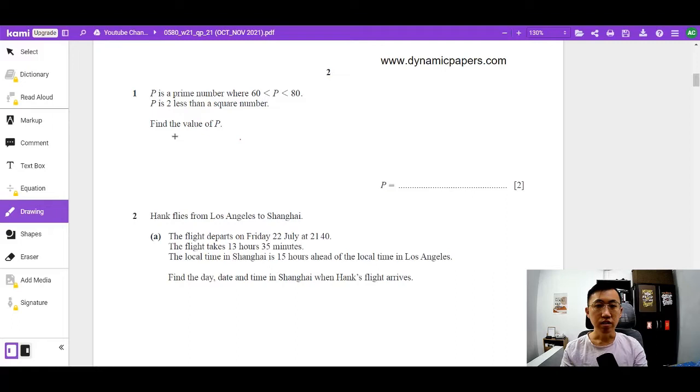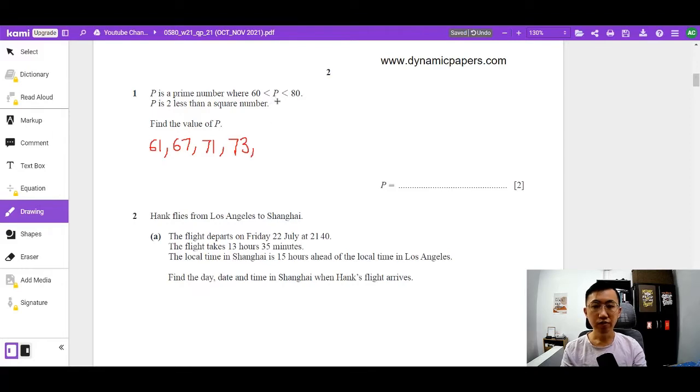So 61, so write down all the possibility. 62, no. 63, no. 64, no. 65, no. 66, no. 67, I think it's a prime number. 68, no. 69, no. 70, no. 71 is the next prime number. 72, no. 73, possibly, right?